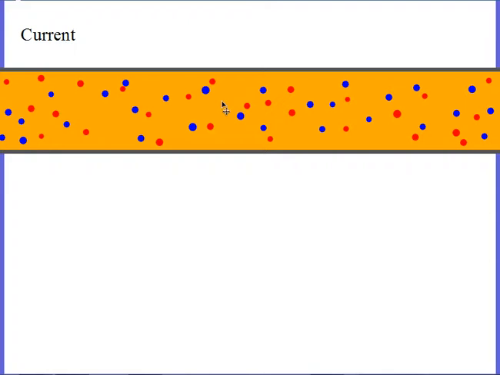Benjamin Franklin suggested that the thing moving was positive. We will learn later that we can do experiments to determine that it is in fact the negative that is the thing whose motion represents the current. But there's a lot of other motion going on in the wire.